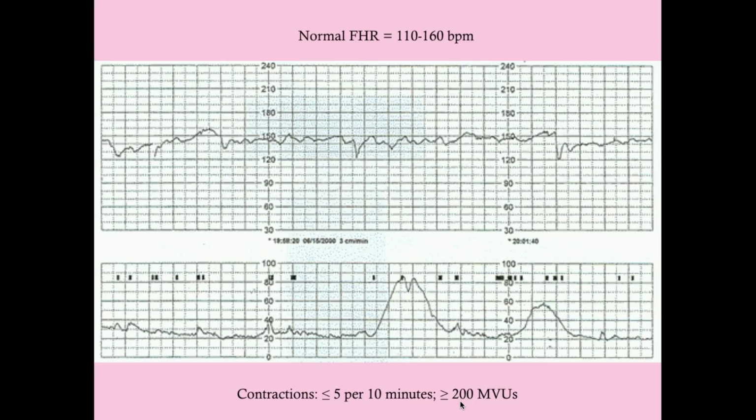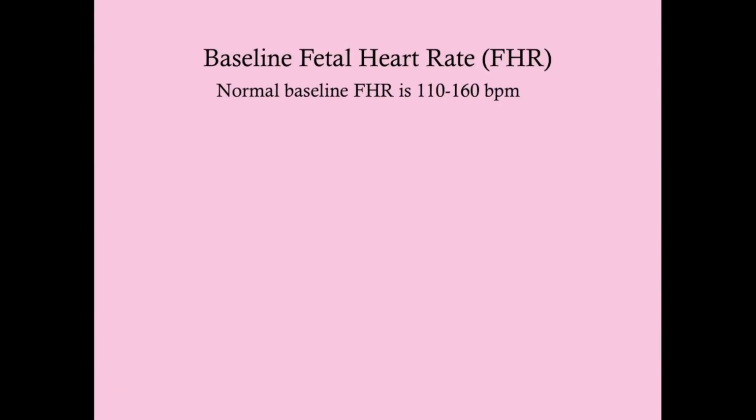It's accepted that 200 Montevideo units are necessary for normal labor progression. Okay, so go back and refer to those videos if you don't know what a Montevideo unit is. So as mentioned, the normal baseline fetal heart rate is 110 to 160 beats per minute.